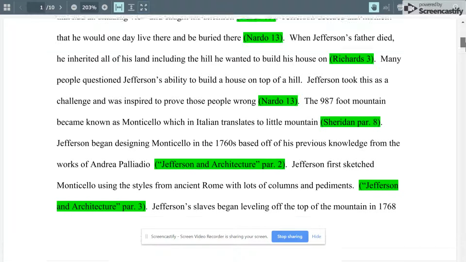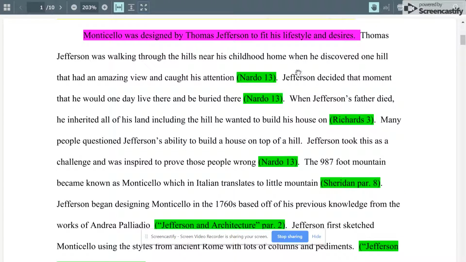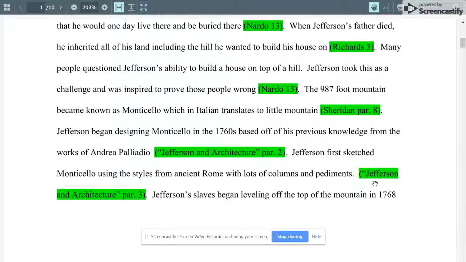So as we scroll back up to the top and look at the first page, here's that Nardo 13, and she uses that a few times. Here's the Richard source, and she took this information from page 3. There's the Sheridan source, and she took it. Now, this is a little bit different.